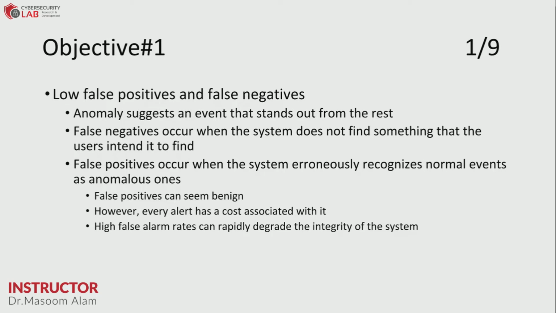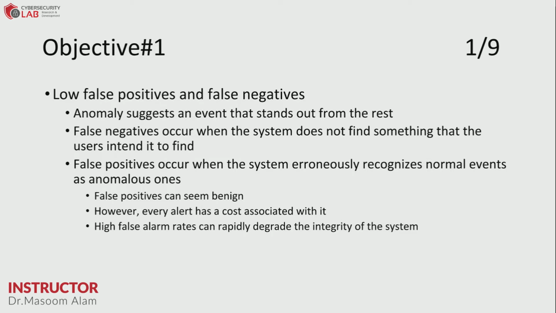Now, a false negative occurs when the system does not find something that the user intends it to find. So it's a false negative. And a false positive occurs when the system erroneously recognizes normal events as anomalous ones. A false positive can seem benign as well. The system is actually giving us a positive anomaly detection, an anomalous situation, which is false.